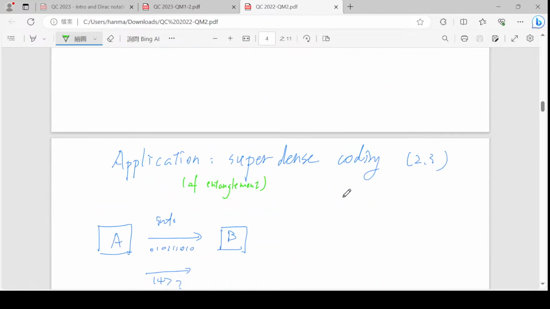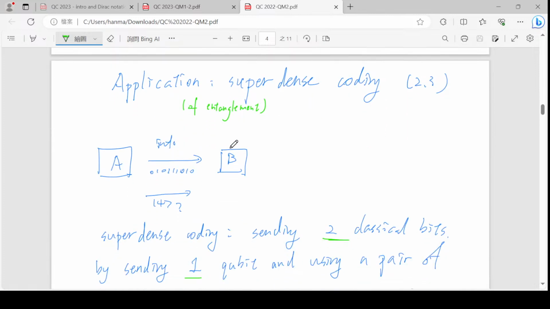Okay. So we have applications of entanglement, and first is super dense coding. This is something you cannot do with, I guess this is already something you cannot do with shared randomness. Sorry, this is not something only possible with entanglement. Okay. So what am I trying to do?